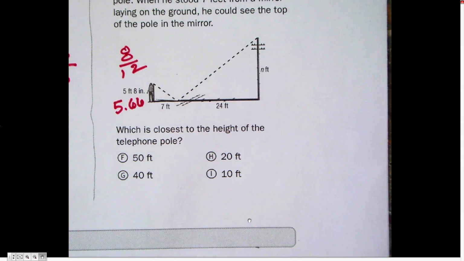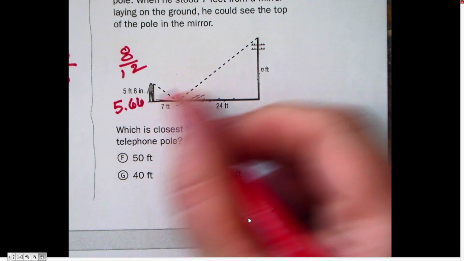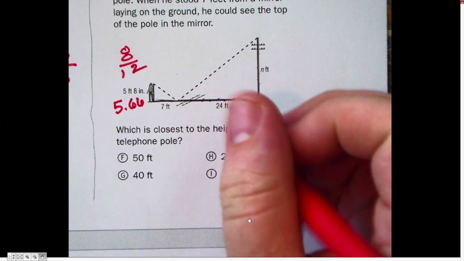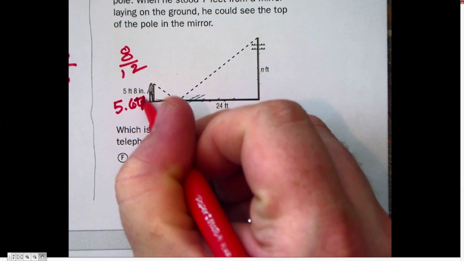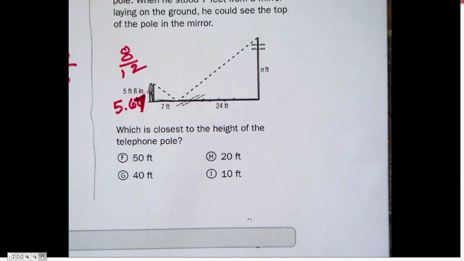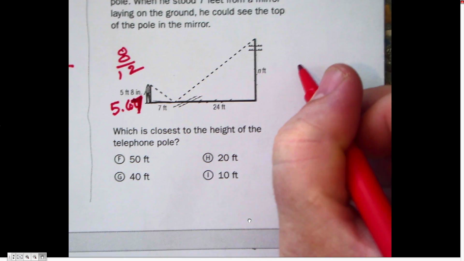Because that's the fraction, 8/12 of a foot, right? There's 12 inches in a foot, so 8/12. So that's 5.66 repeating. I'm just going to round it to 5.66 or 67 if you want, okay? Because I guess you got to round up. Anyway, so let's go through and see what we have.